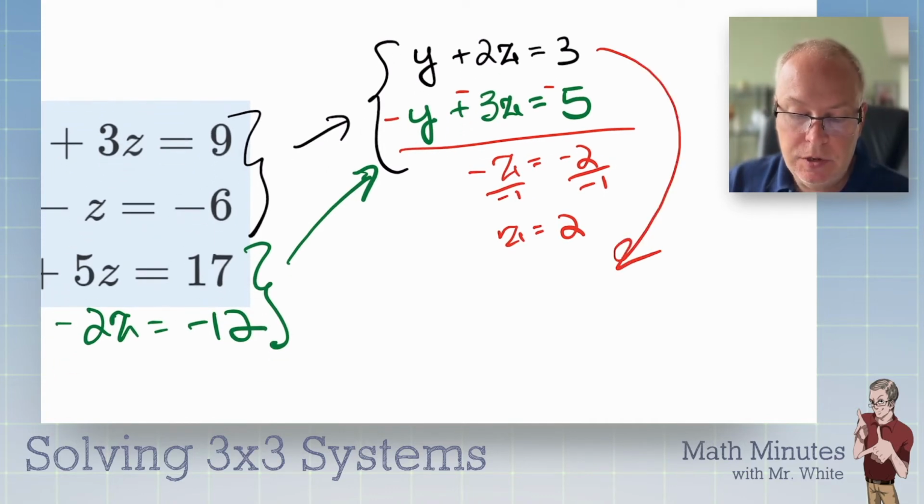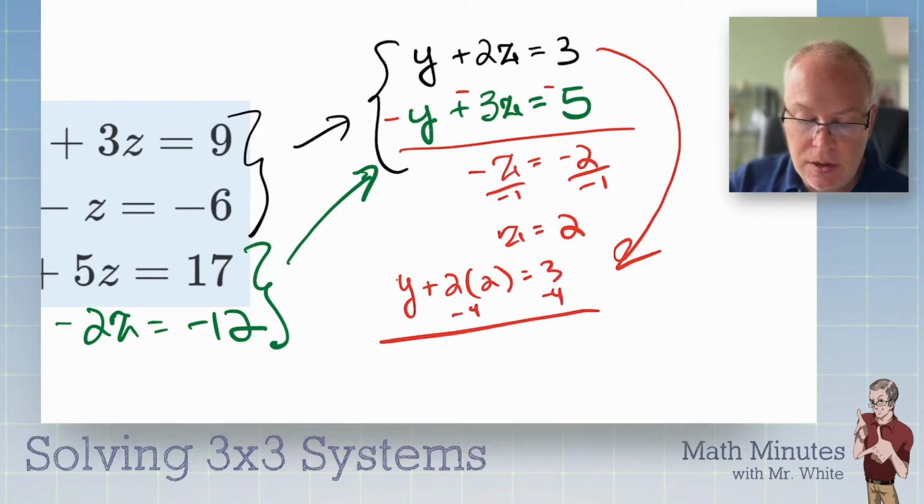Then, just use one of these. It doesn't matter. Y plus 2z is 3. So if I subtract 4 on both sides, y is negative 1.